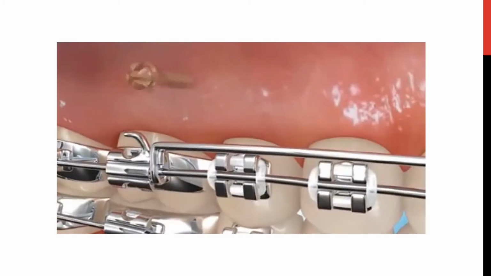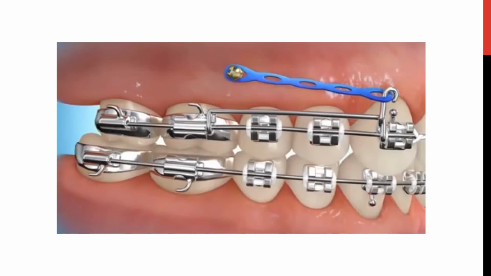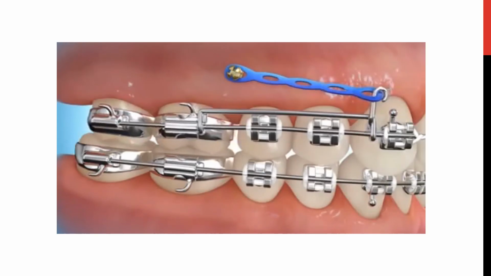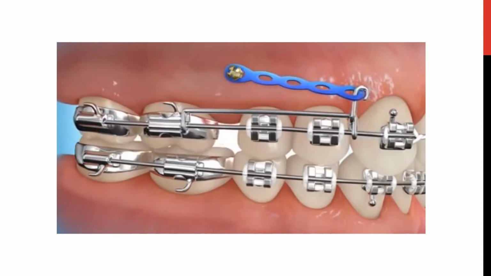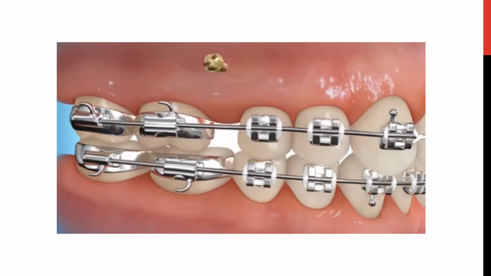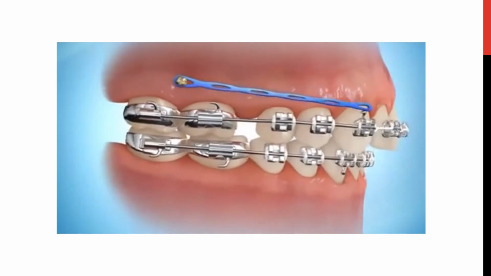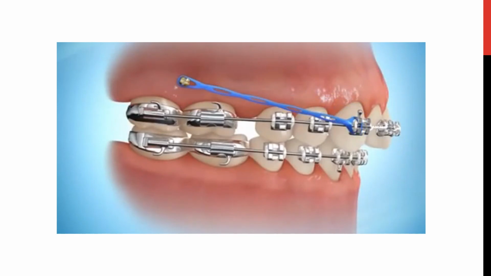This shows another use of mini screw, and here the force is exerted indirectly from the mini screw to a jig, a sliding jig, that will distalize the molars. Then we have to place another screw in a different position, change the position of the mini screw to retract the remaining anterior segment.